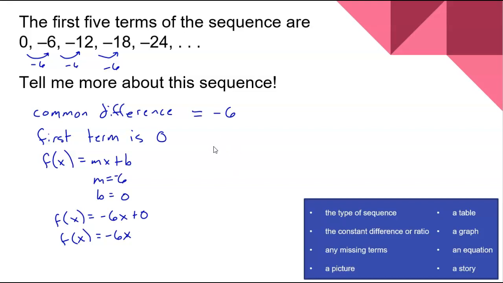What about a graph? What would a graph of this look like? Put some axes there. Well, let's see, it would be a straight line since it's an arithmetic sequence. And it would have a negative slope. And it would intersect at 0, 0, because that's our y-intercept here, y at 0, so it would look something like that. So that's just a very rough picture, but that is what the graph would be. It would be a downward slope with a straight line. Nice, so we came up with a lot of information about this sequence. Let's try another one.